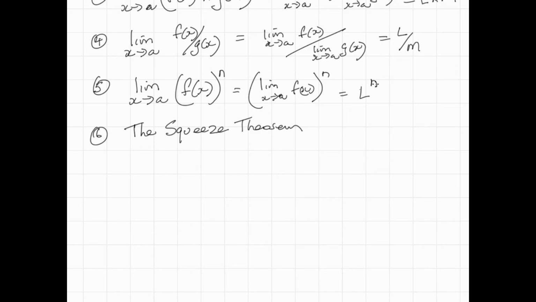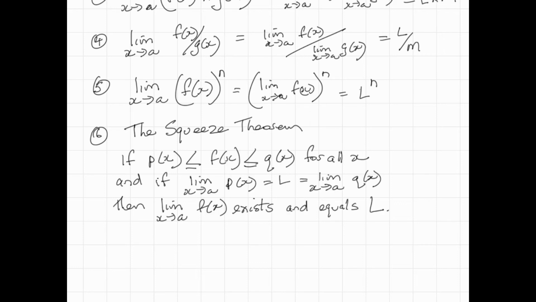Now this one's not so intuitive. So the squeeze theorem says that if we've got our function f of x, and we know that it will lie in between two other functions, p of x and q of x, and this one always lies in between, and if we know that the limit of p of x approaches L, and also the limit of q of x approaches L as x approaches a, then f of x is squeezed in between these two and must approach the same value, L.